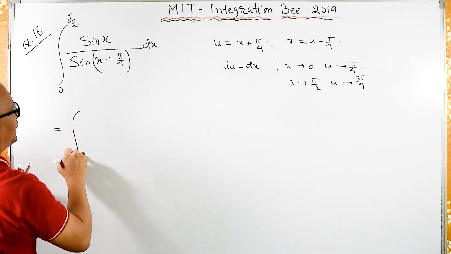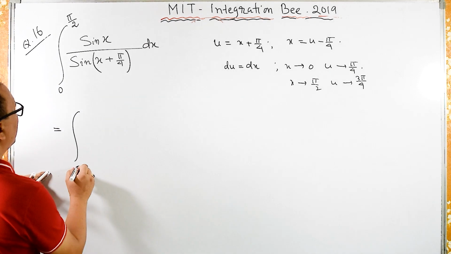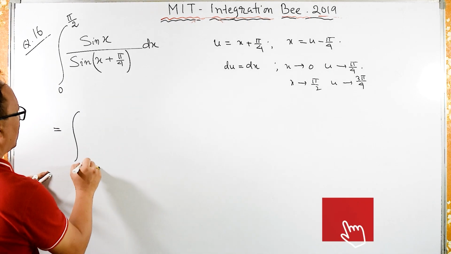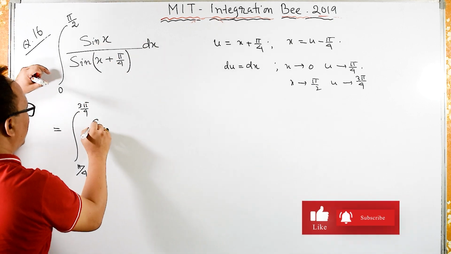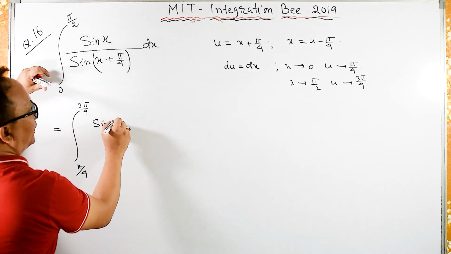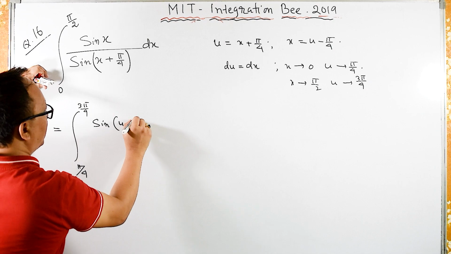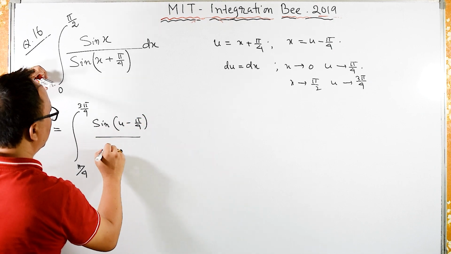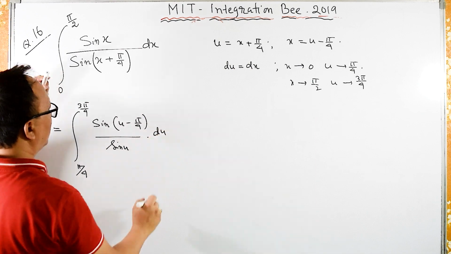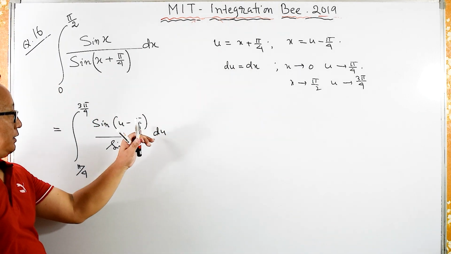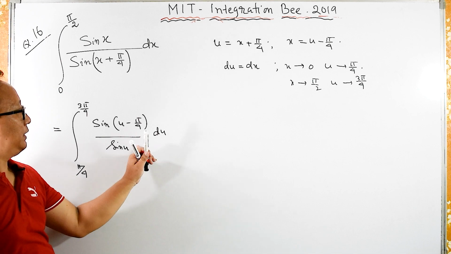This equals the integral from pi by 4 to 3 pi by 4, and sine of what is x? x is u minus pi by 4, upon sine of u, into dx. dx is the same as du. Okay, so now here the denominator becomes small, and here the numerator becomes big.